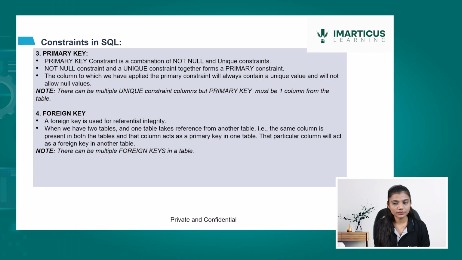A primary key. The column to which we have applied the primary key will always contain a unique value and will not allow any null entries into it. In a table, you should note there can be multiple unique columns, multiple unique constraints added, but there is only one primary key column. As I said, primary means main, important, and it is only going to be one. So one primary key is more than enough for the table to add uniqueness.